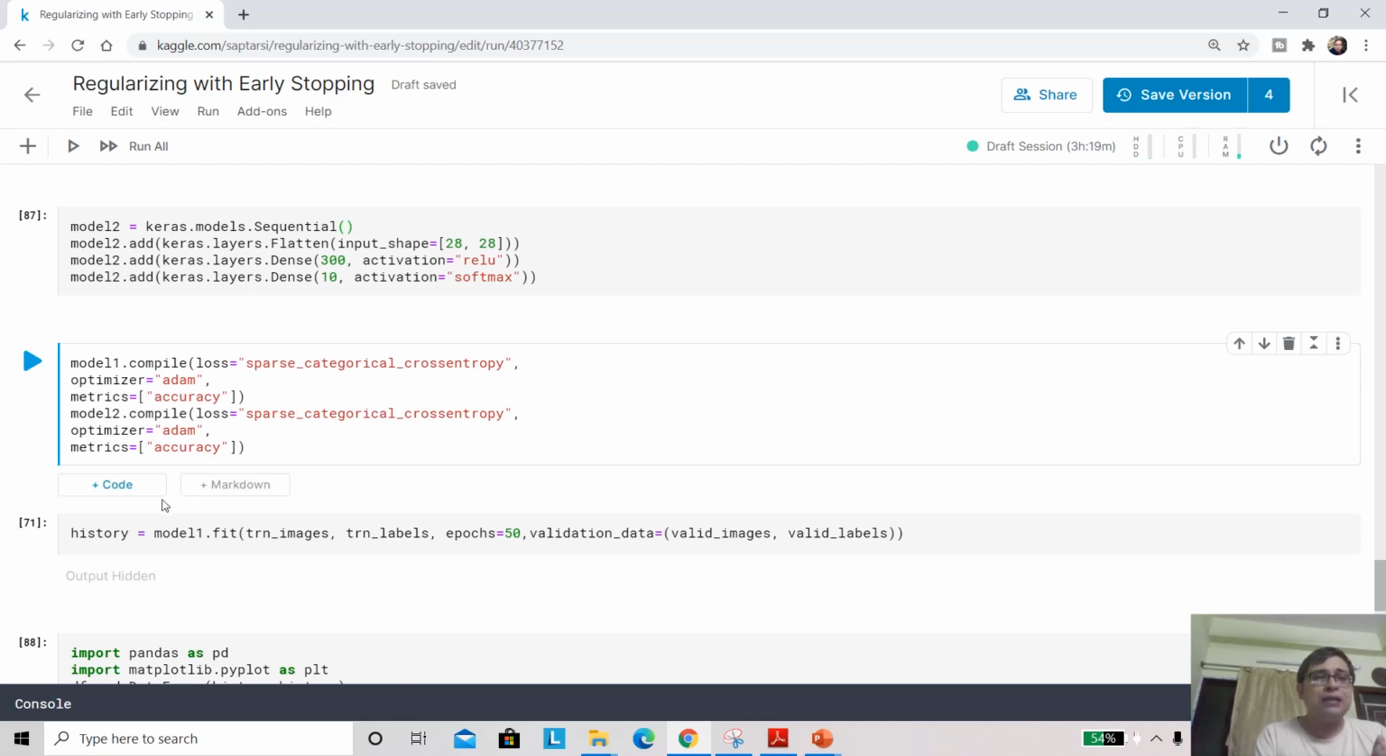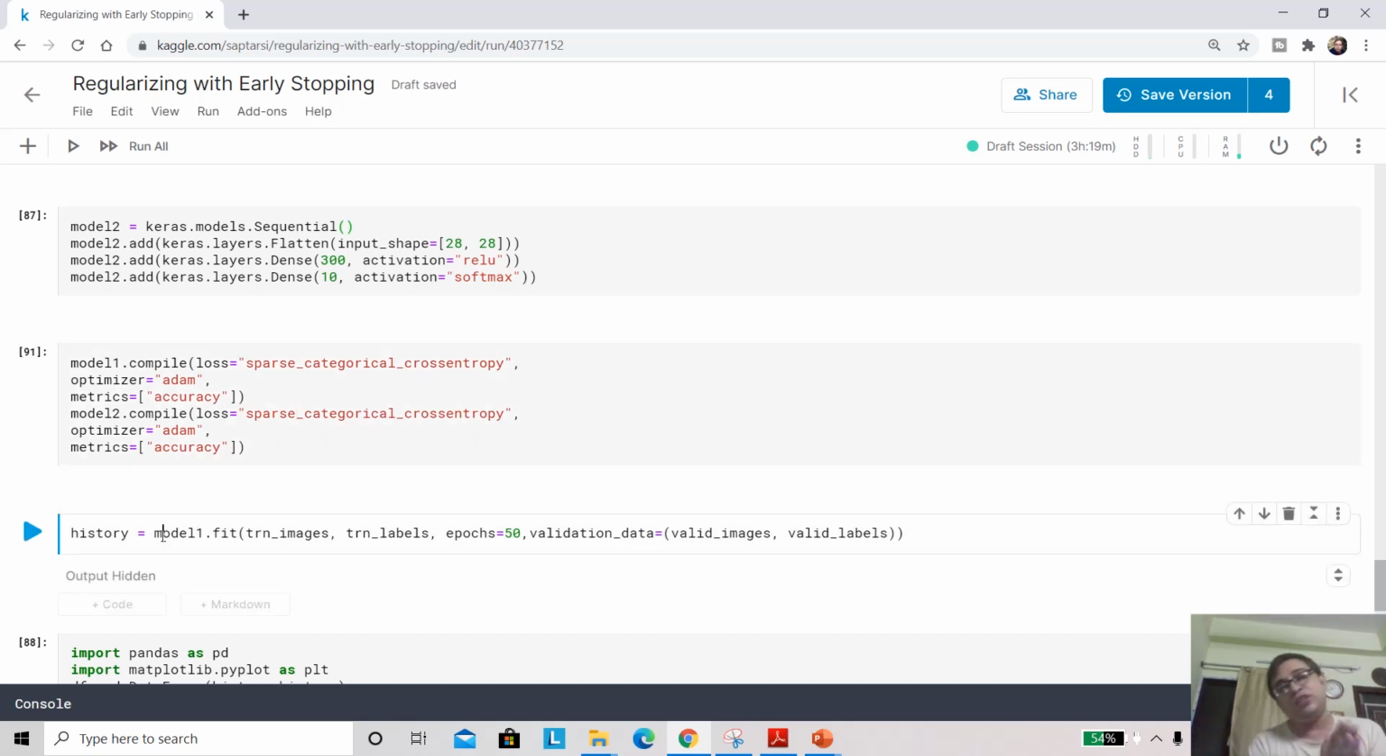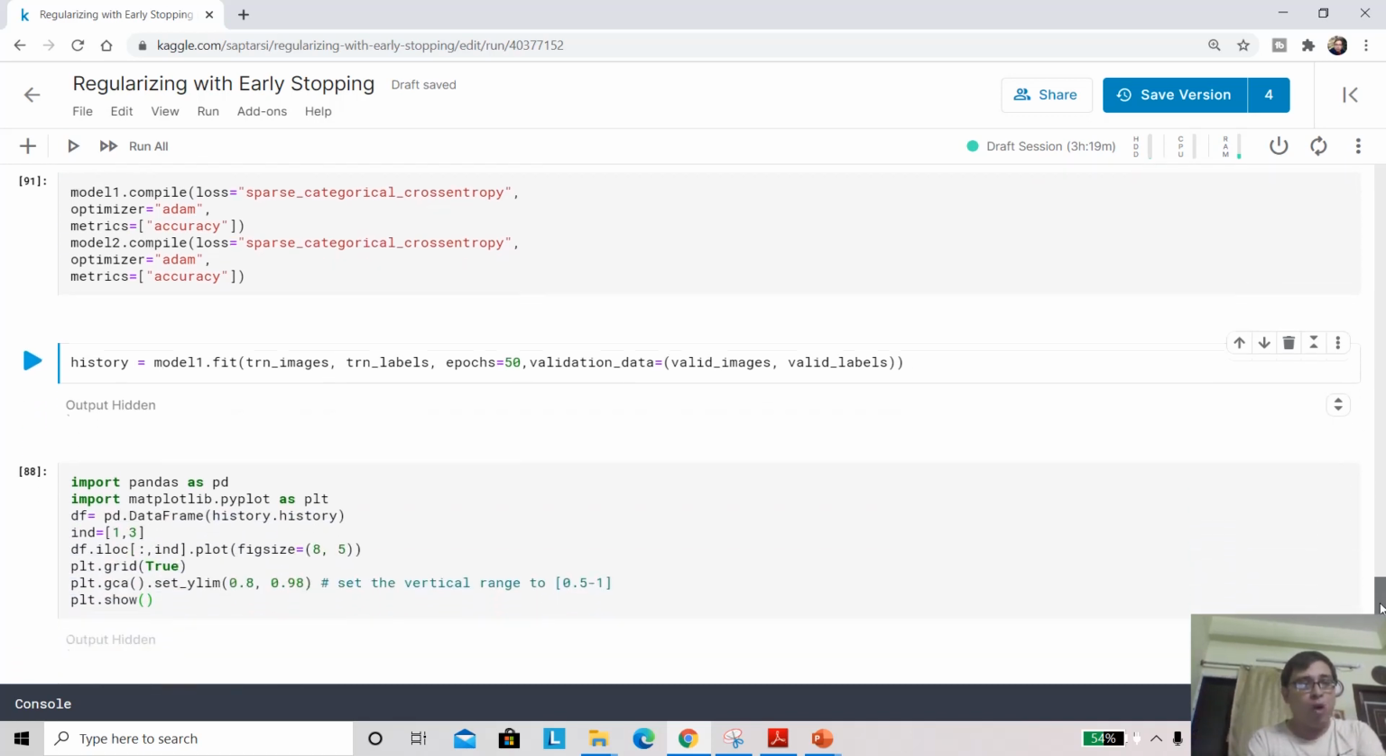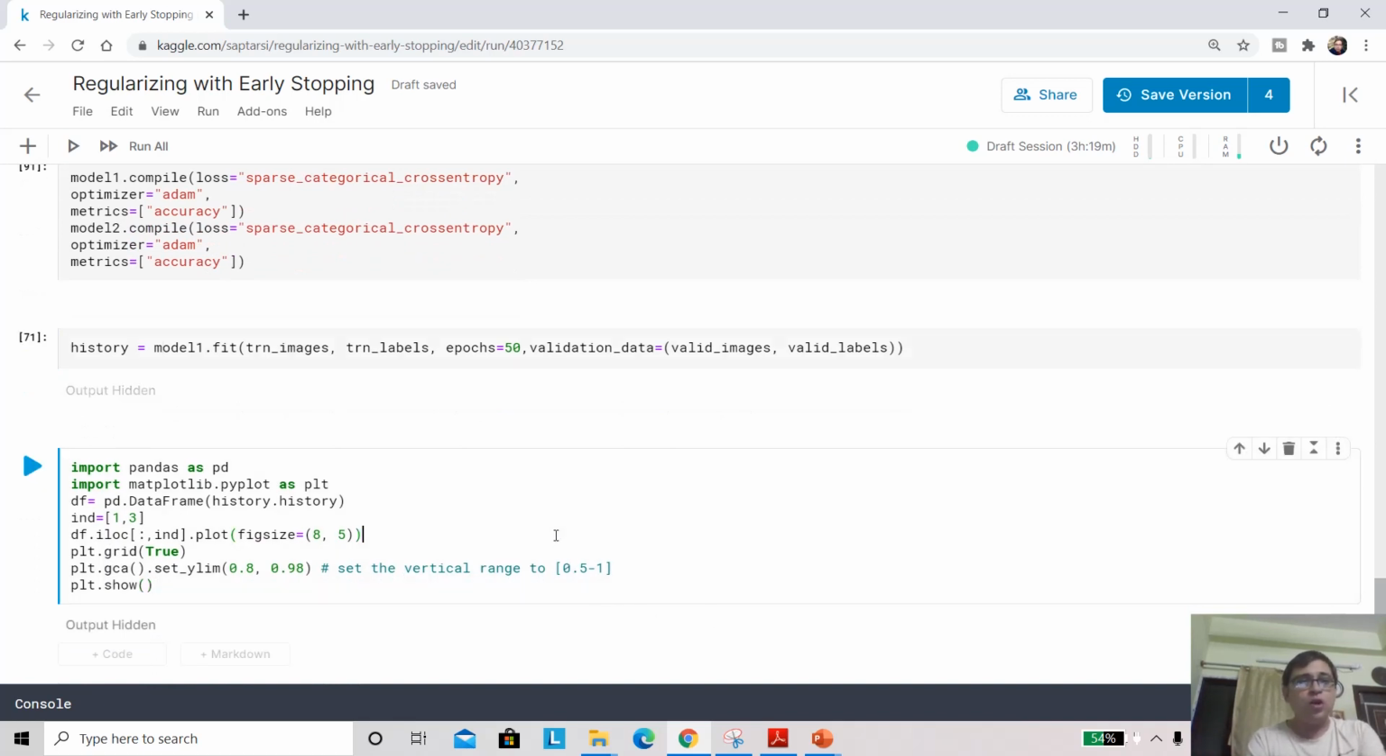Next, we first fit this for 50 epochs, and we are not using any callbacks over here. So it will take quite a lot of time to run. I have pre-run the model and the result is stored. What we are going to look at is the training accuracy and the validation accuracy.